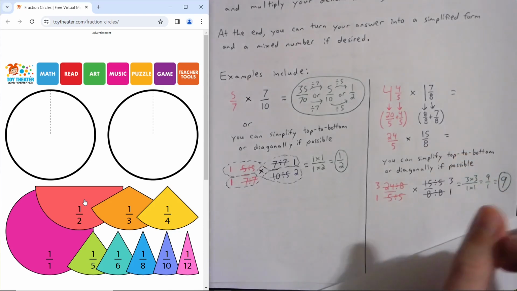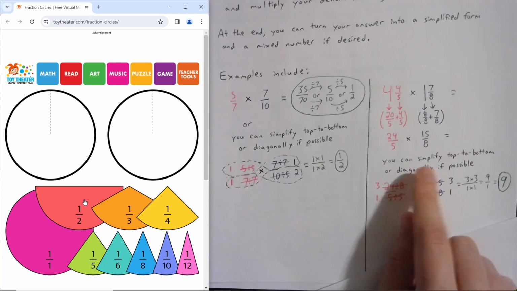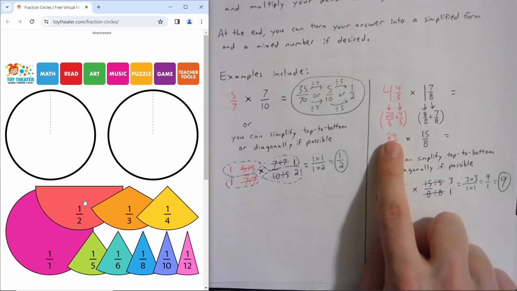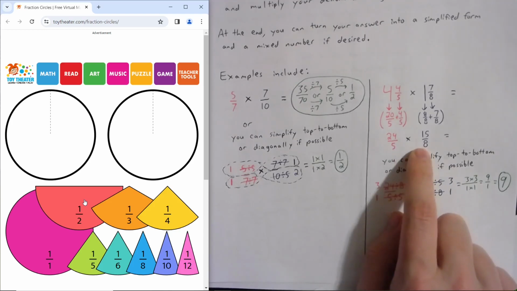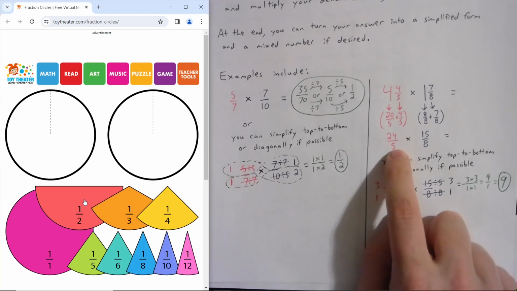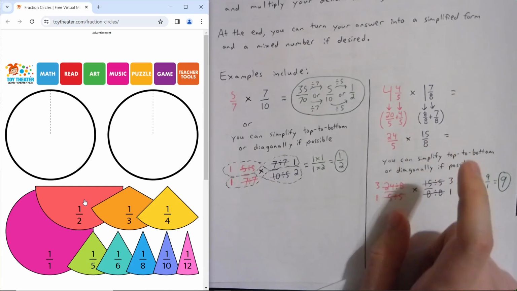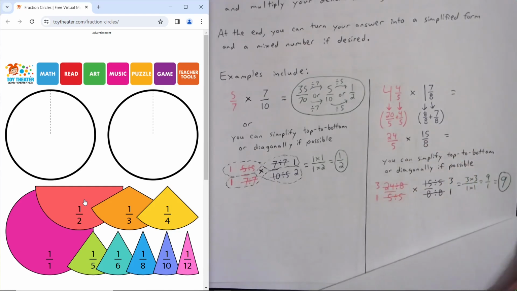But you also could simplify if possible, right, for these fractions, but it's not possible because for the 24/5, there's nothing that goes into both 24 and 5 except for 1. And for the 15 and 8, there's nothing that goes into 15 and 8 except for 1. But I'm just throwing that out there. That is a possibility for other fractions.